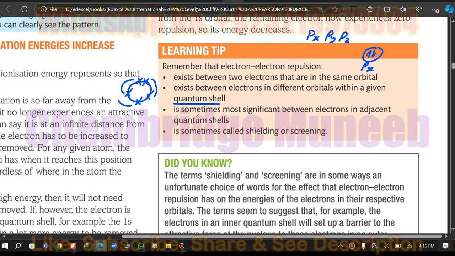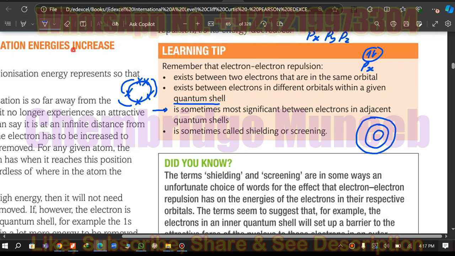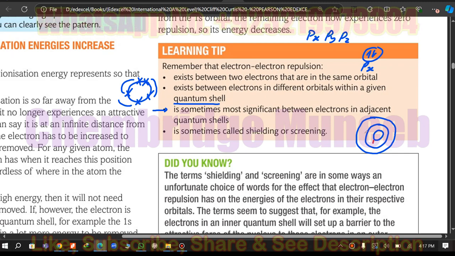And this point states that the repulsion is most significant between electrons in adjacent quantum shells. So again, if there are 3 quantum shells in the atom, then the repulsion will be most significant between shell number 1 and 2, or 2 and 3. 1 with 2 and 2 with 3. So the repulsion will be significant between these combinations. Alright?